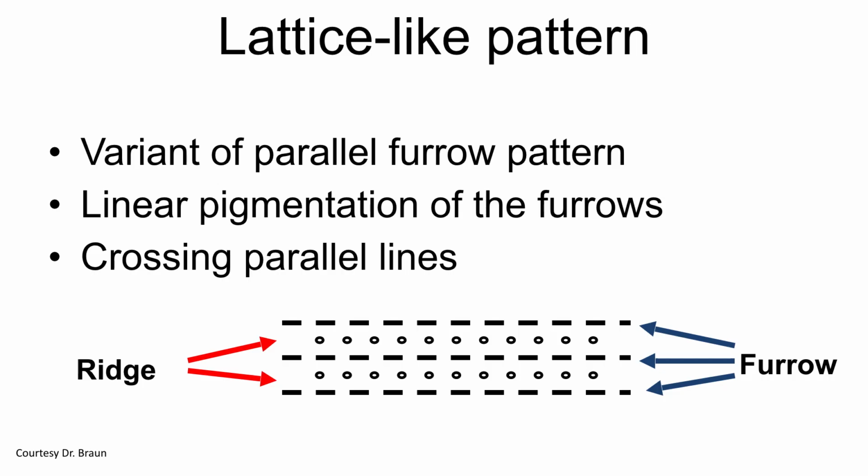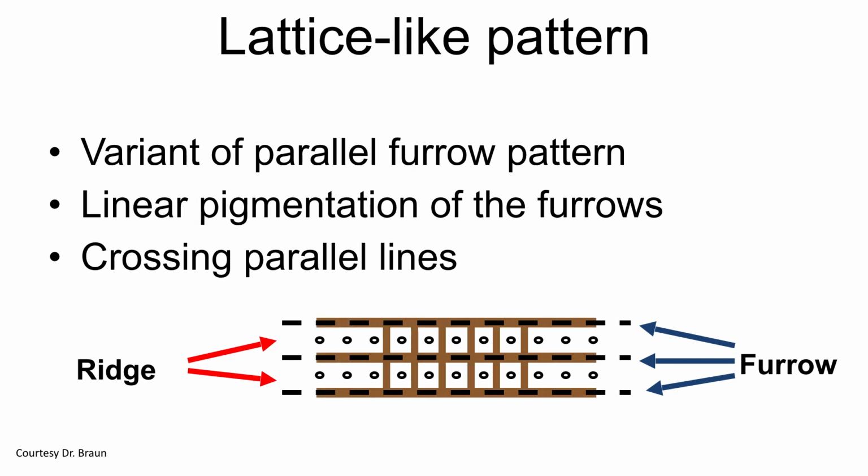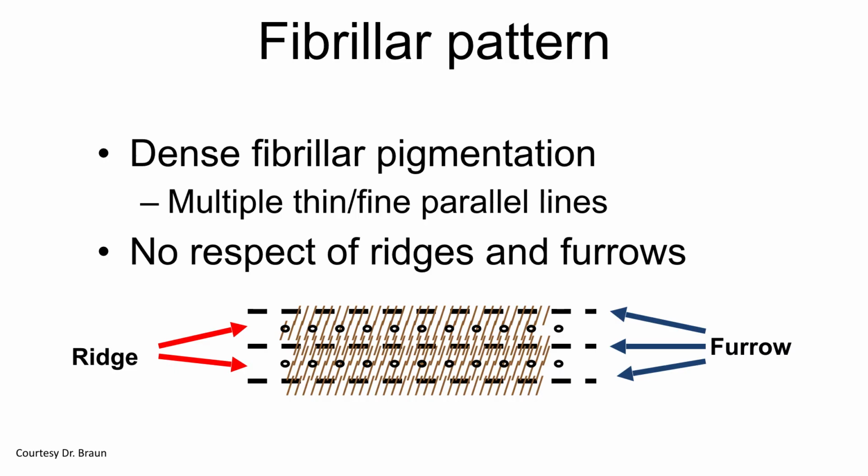The second pattern is the lattice-like pattern. It's a variant of the parallel furrow pattern. In addition to the linear pigmentation of the furrows, you have crossing parallel lines that go across the ridges, and you could conceptualize them as tunnels that connect the furrows. This is an example. You see linear brown pigmentation of the furrows and crisscrossing parallel lines that cross the ridges.